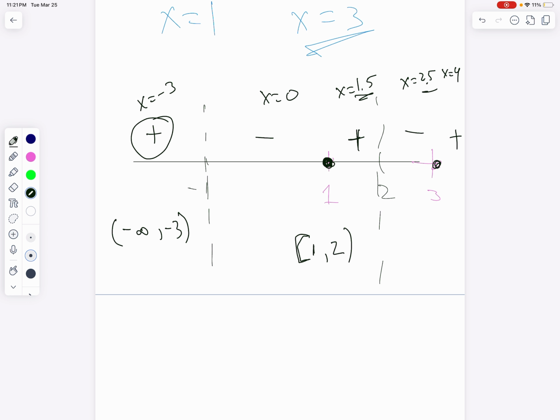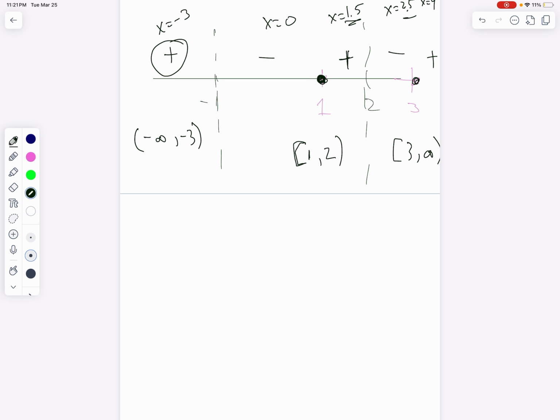And then at the end, you see after 3, it's positive as well. That's going to be bracket 3 to infinity. Infinity always finishes with parentheses. So our final answer is -infinity to -3 union 1 to 2 union 3 to infinity.